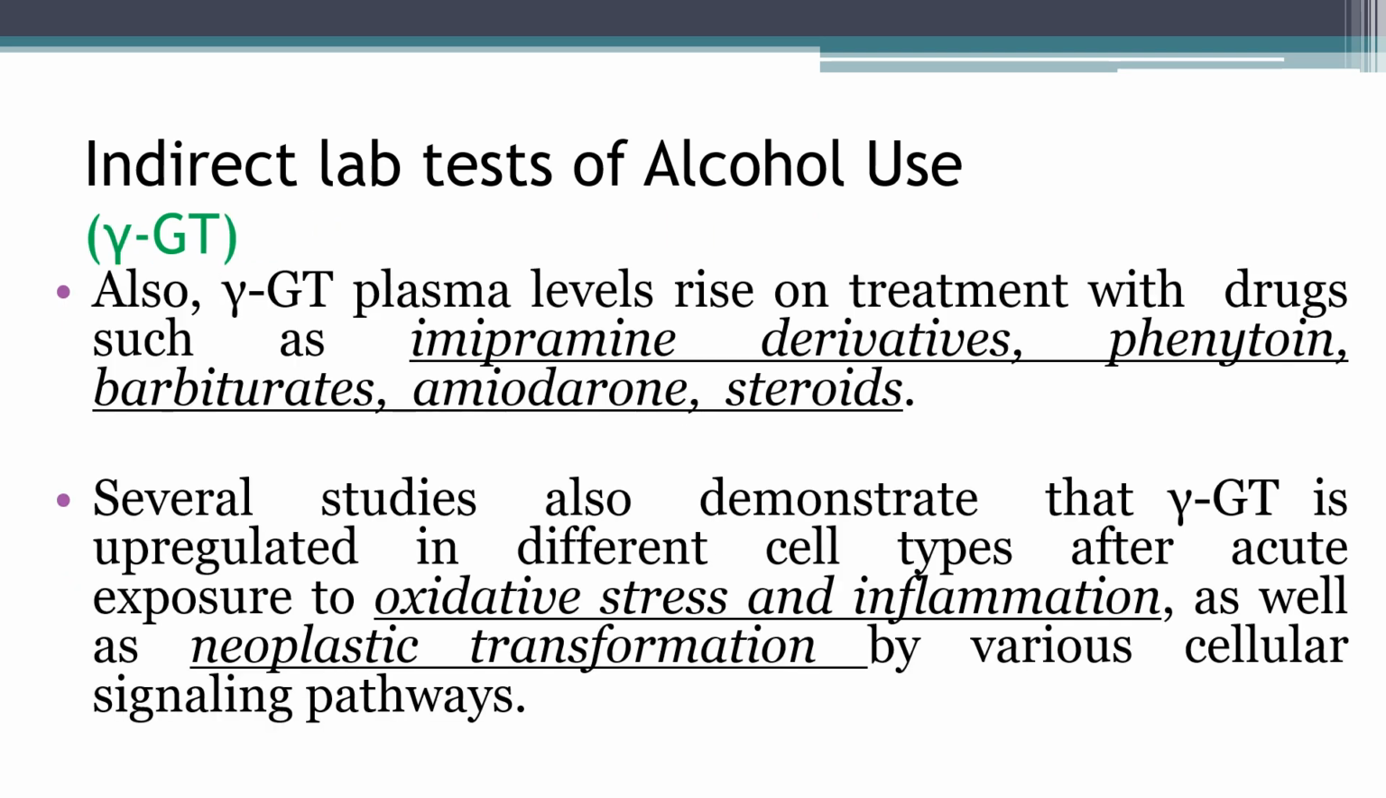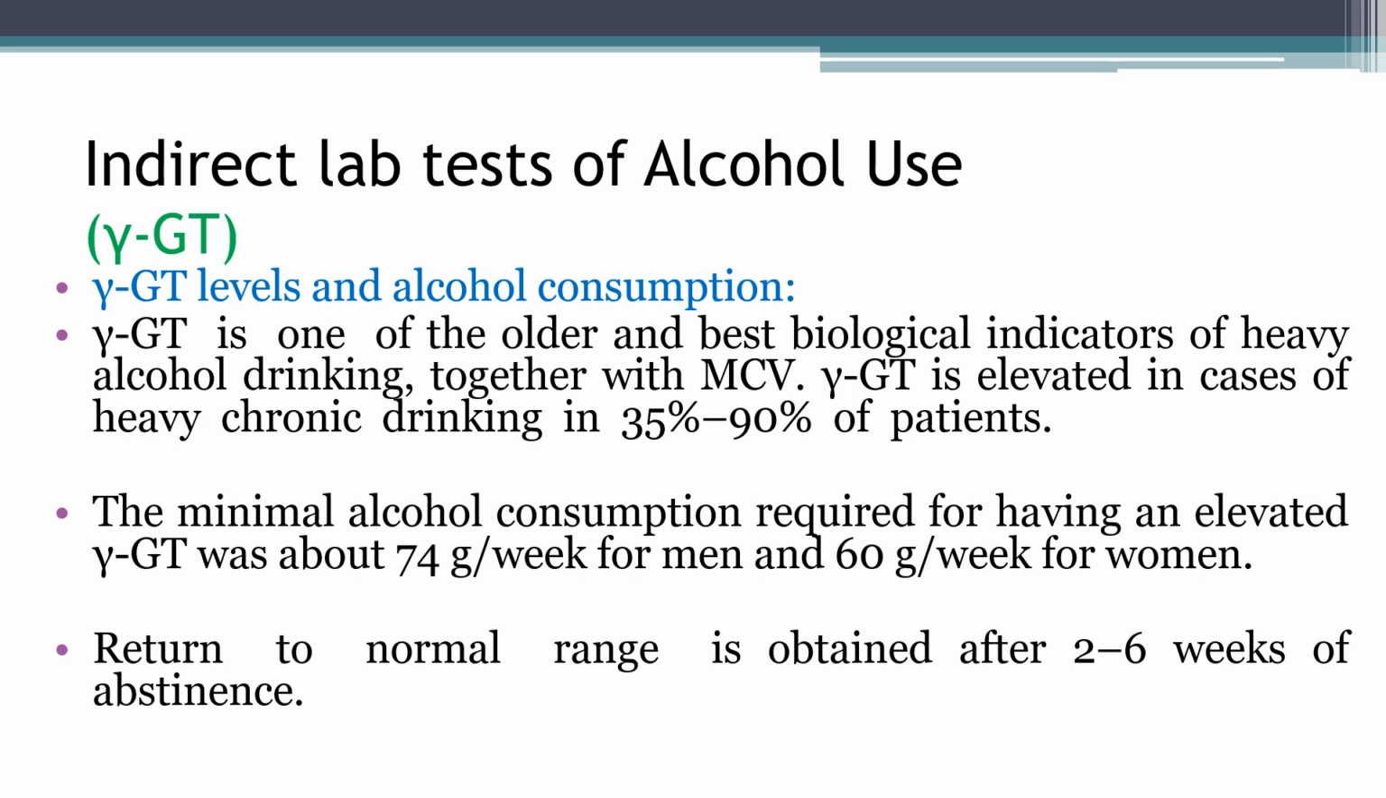The gamma GT also rises on treatment with drugs like imipramine derivatives, phenytoin, barbiturates, amiodarone, and steroids. So one should keep in mind that the patient may not be on these drugs while assessing gamma GT for alcohol patients. Several studies also demonstrate that oxidative stress, inflammation, and neoplastic transformation also raise the gamma GT.